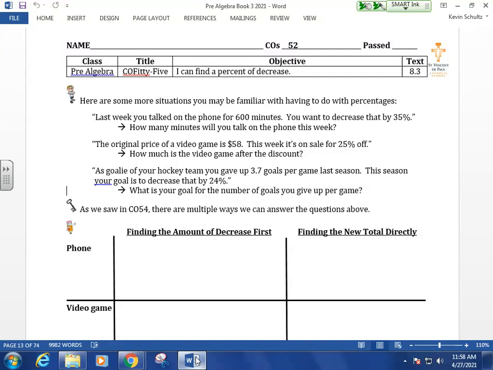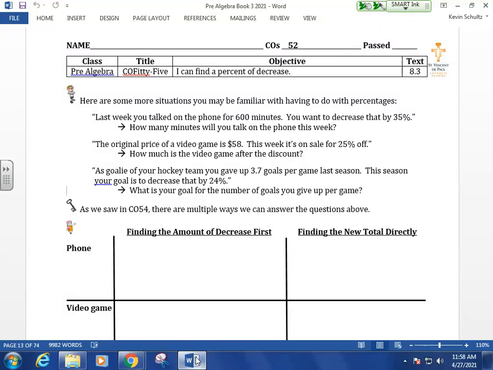So like 54, we've got three situations here, and I'm going to work through each of them with you. And we are only going to focus on one method for doing so. It connects very well with CO54, and it's the most efficient way to get there.